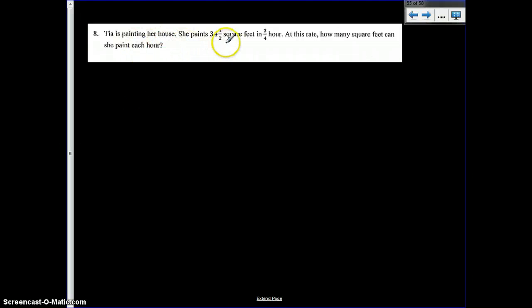So Tia's painting a house. She paints 34 1/2 square feet in 3/4 hour. At this rate, how many square feet can she paint each hour? So if it wants to find each for 1, what is that called? Unit rate. So let's write our rate. 34 1/2 to 3/4. So it'll be 34 1/2 square feet to 3/4 hour.